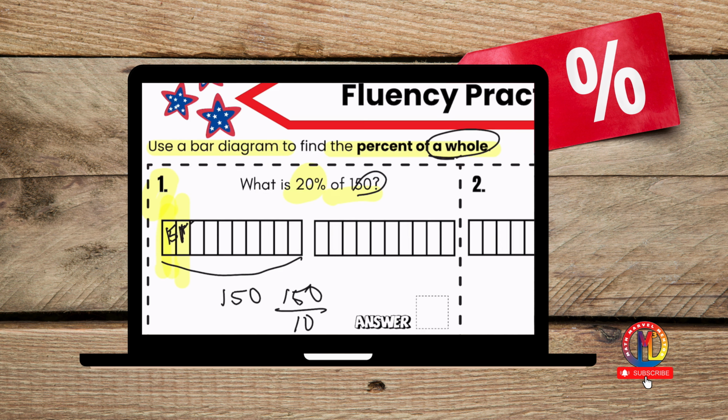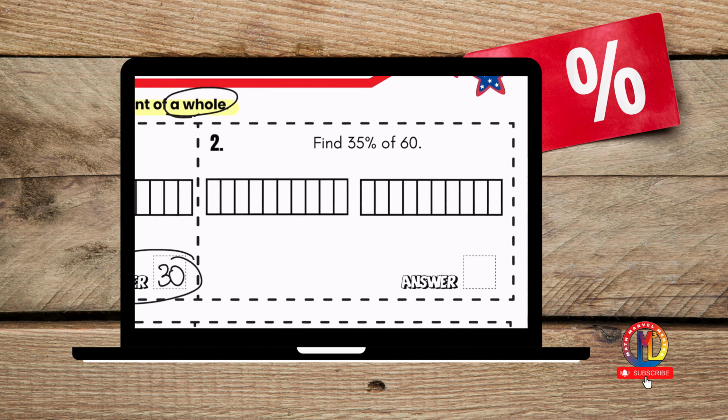So I'm going to write that in, 15. 15 times 10 gives us 150. So the whole amount is 150, and I only want 20%. So I only need 2. So 15 plus 15 tells us that our answer is 30. 30 is 20% of 150. Let's do another one. We're going to do number 2.